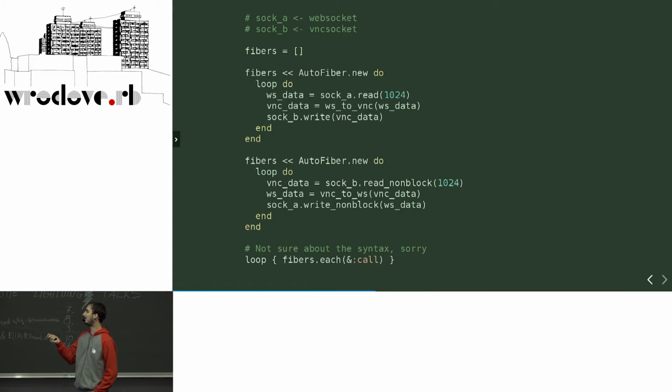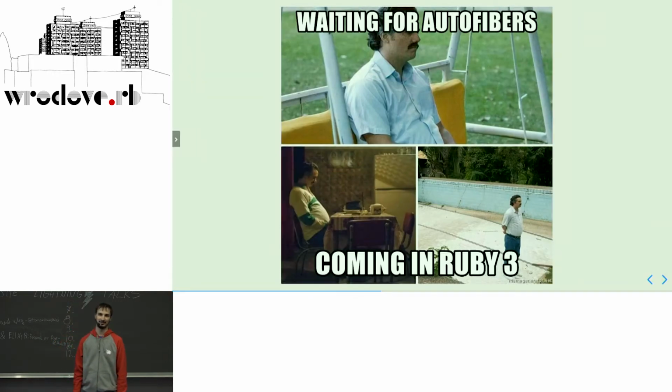Here's a hypothetical example with auto fibers. You basically have a pool of fibers and you put the two endless loops into that and call them. It's basically magic that converts your blocking I/O into non-blocking I/O, the same as you would do in Go or Crystal. Unfortunately, it's not available in Ruby until version 3. They promise it in version 3, but we don't have that much time.